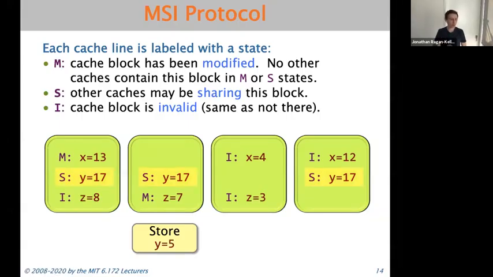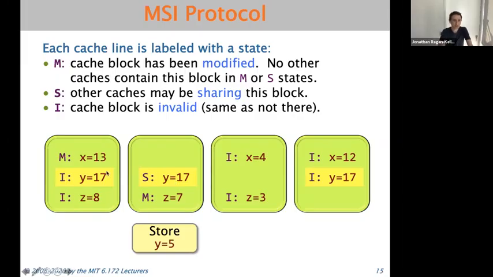Well, if we look at our local cache, we see that the line for y is in the shared state. And that means that some other cores' caches may also have copies of it. And so to avoid incoherence, before we write to it, in the MSI protocol, we first have to send a message to all the other cores to invalidate their copies of y. So this cache is going to broadcast a message to everybody else that might have a copy saying, you need to invalidate your copies of this cache line.